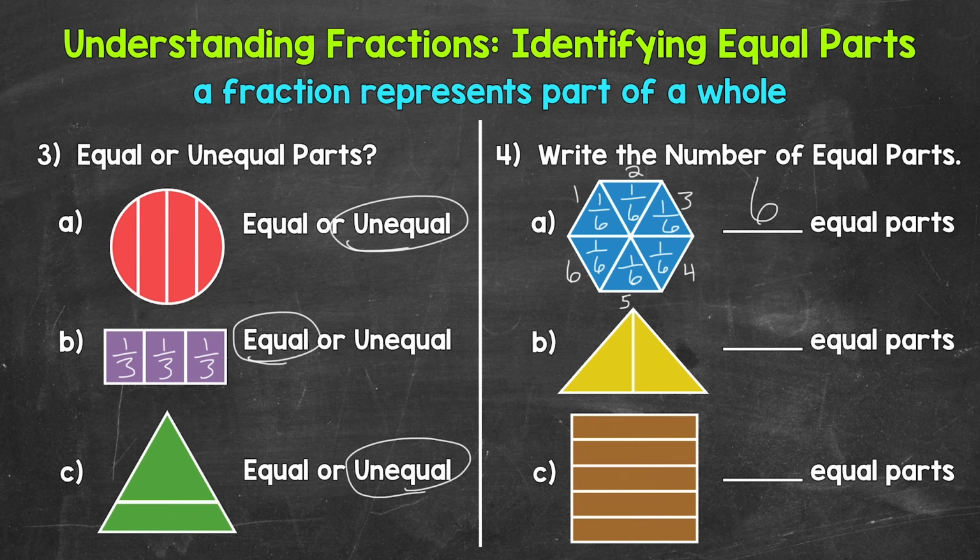Moving on to B, we have a triangle divided into 1, 2 equal parts. So we have halves here. Each part is 1/2 of the whole. Lastly, for C, we have 1, 2, 3, 4, 5 equal parts. So fifths. Each part is 1/5 of the whole. So there's our section on identifying equal parts. Let's move on to naming equal parts.